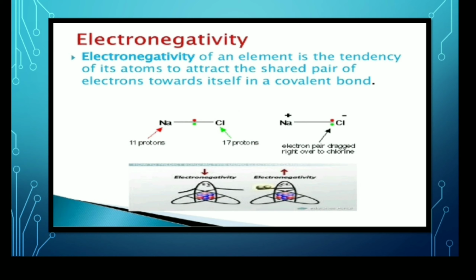So it has the tendency to attract the shared pair of electrons towards itself. This chlorine acts as an electronegative element. Sodium becomes electropositive by losing 1 electron. Chlorine accepts the 1 electron from sodium, so the electron pair is dragged right over to the chlorine. So chlorine attracts the electrons towards itself. This is the electronegative element.